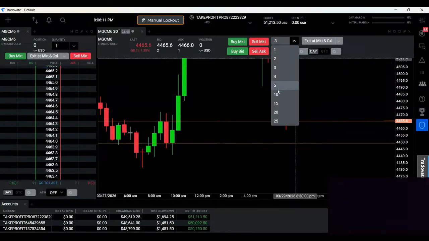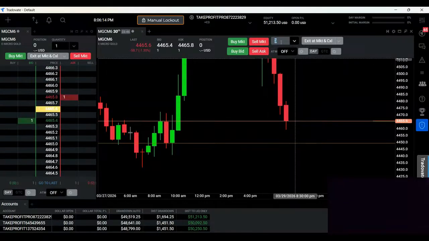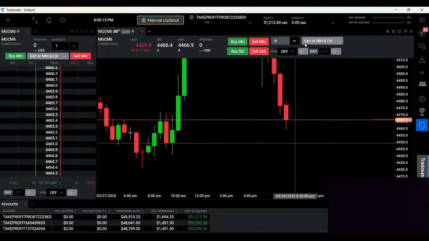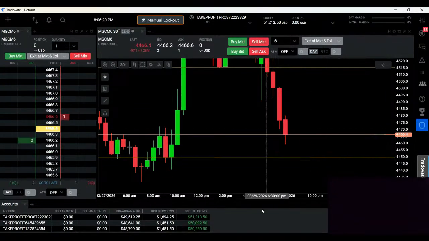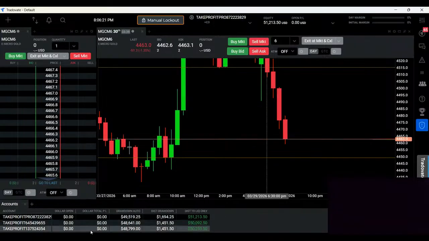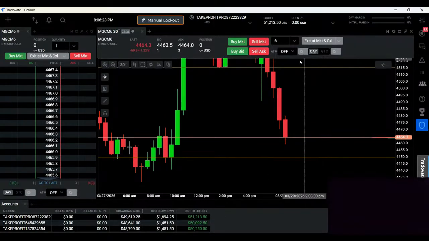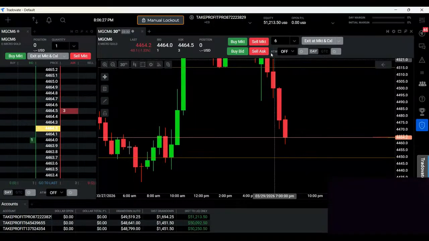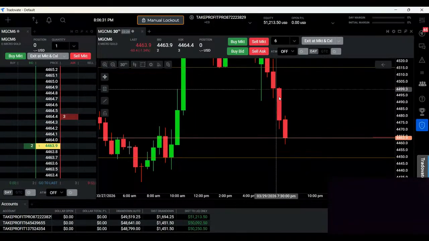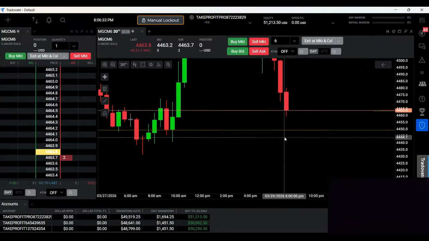And I have to change this to 6. Yep. So right now I'm trading like I have like 3 accounts. So I execute one trade, 0.2 on each account times 3, that's equal to 6. So now we just gotta sit and wait.